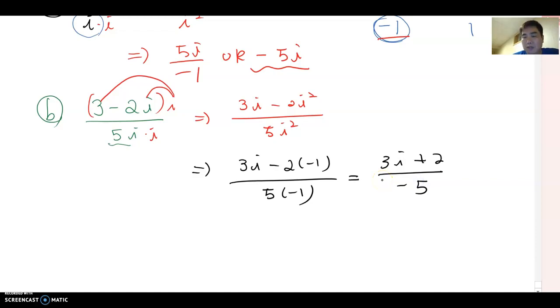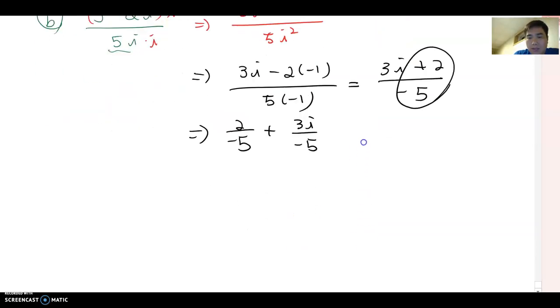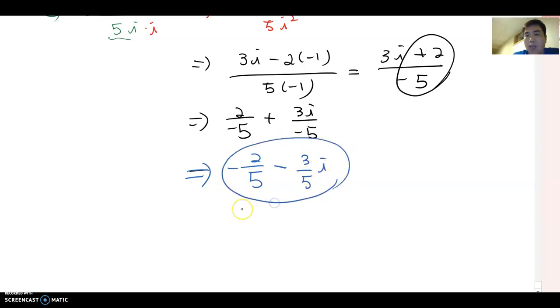Simply that's the answer, but we want to write it in complex number form, which means we can split it: 2 over -5 plus 3i over -5. Now you can simplify this as -2 over 5 minus 3 over 5 i. That will be the answer.